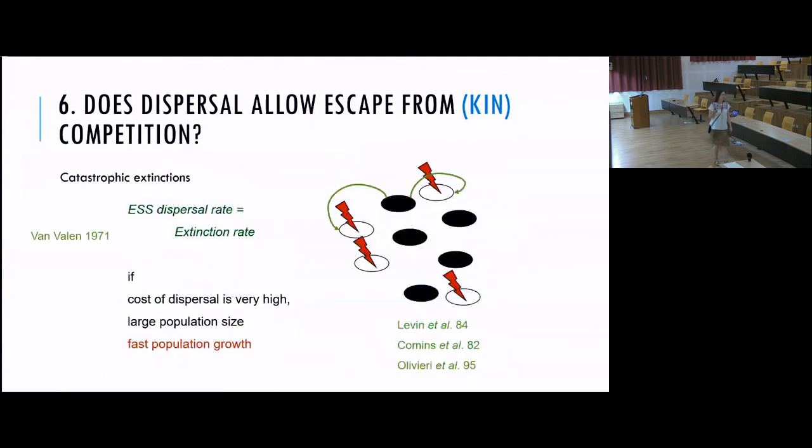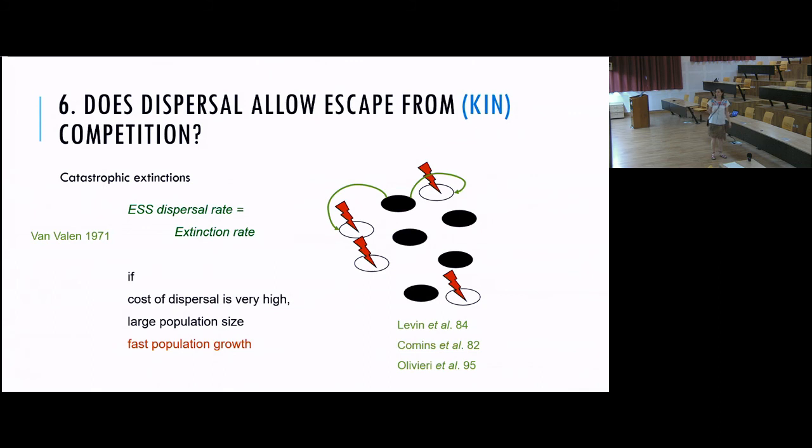An extreme example of that is when you've got catastrophic extinction. So it's not just that the patches are varying in quality and carrying capacity from year to year, but that you have a fire or a frost or anything that wipes out every individual in the patch, and this patch is empty. A lot of metapopulation models like that, including the first one by Van Valen in the 70s, modeled the evolution of dispersal in such a landscape.